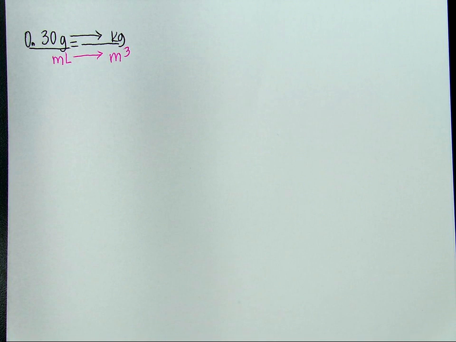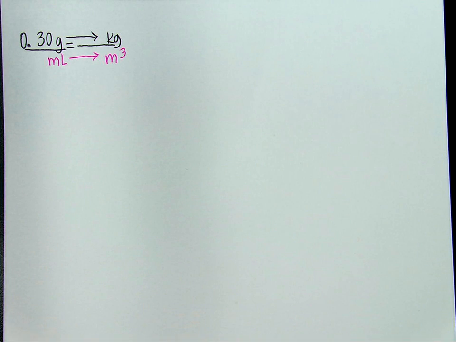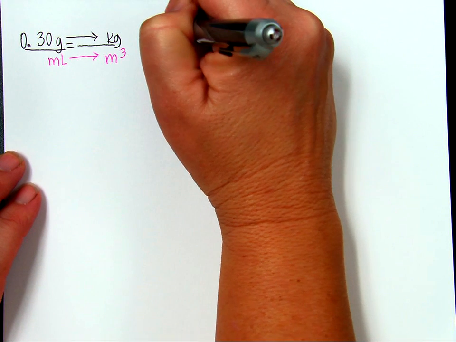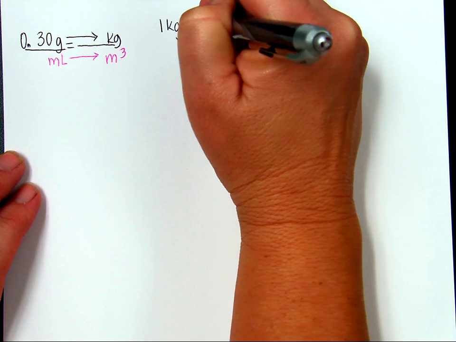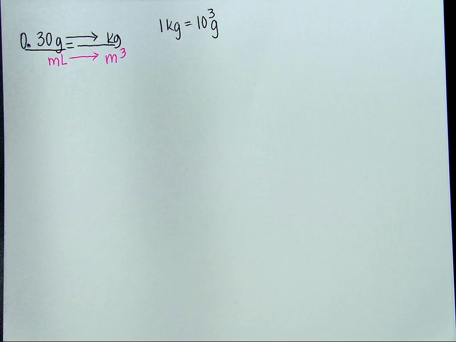First thing, let's go ahead and think about the conversions that we're going to need in order to go from grams to kilograms. Using your metric reference sheet, you should be able to know that a kilogram is equivalent to 10 to the third or 1,000 grams. That's the only relationship that we need for that conversion. We could go ahead and get started with this problem, but let's think about all of the relationships that we're going to need.